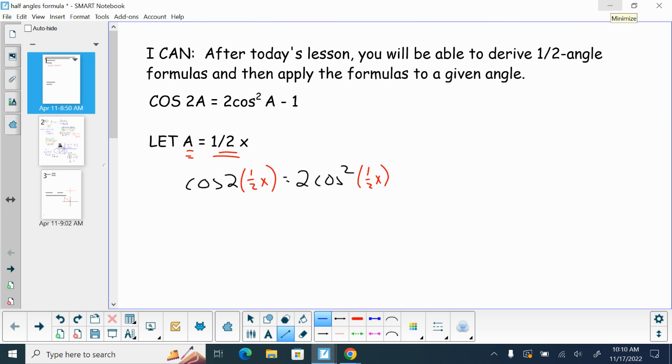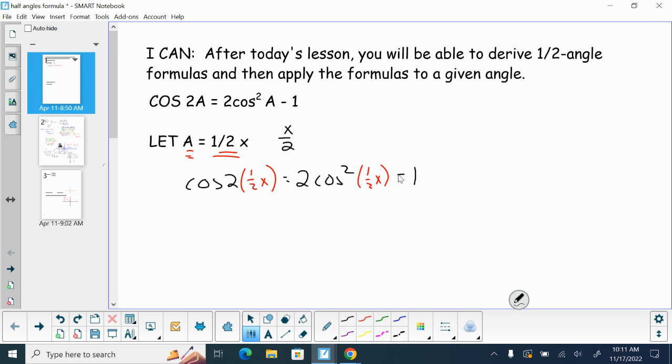There we are. Minus 1. Now, 1/2 x, that's half an angle. We can also write this as x divided by 2. If I multiply by a half or divide by 2, I get the same thing. Multiplying by a half or dividing by 2, I get half of an angle.